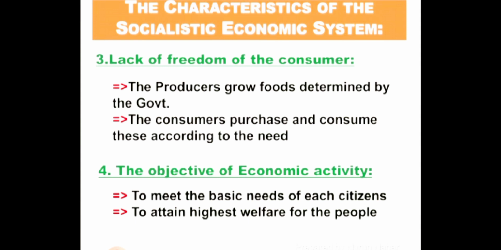Characteristic number 4 is the objective of economic activity. What is the objective of the socialistic economic system? To meet the basic needs of each citizen and to attain highest welfare for the people. I repeat, it is not the objective of a socialistic economic system for the producer to earn maximum profit, rather to attain highest welfare for the people of that country.